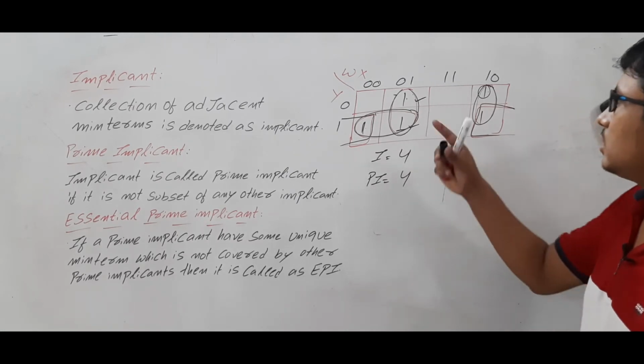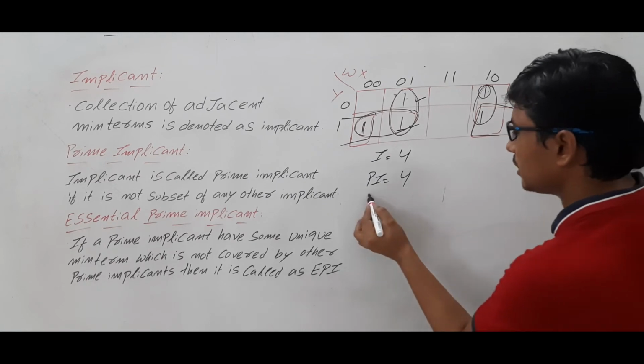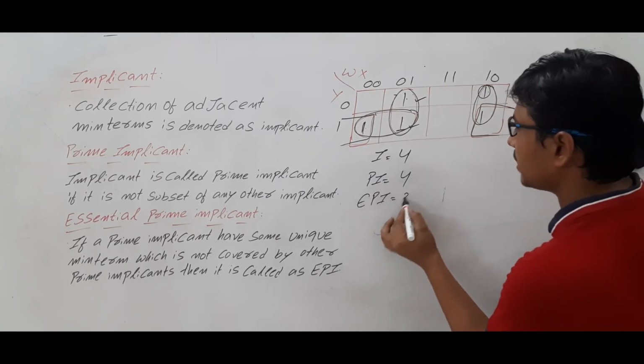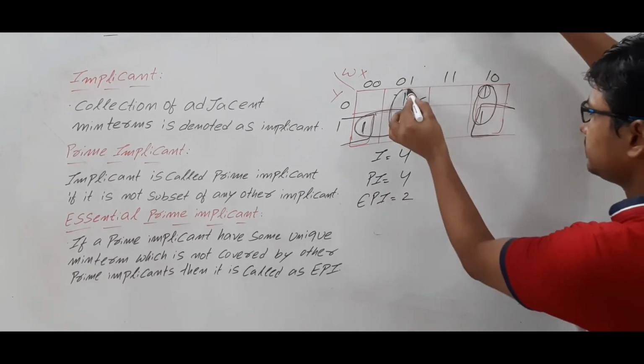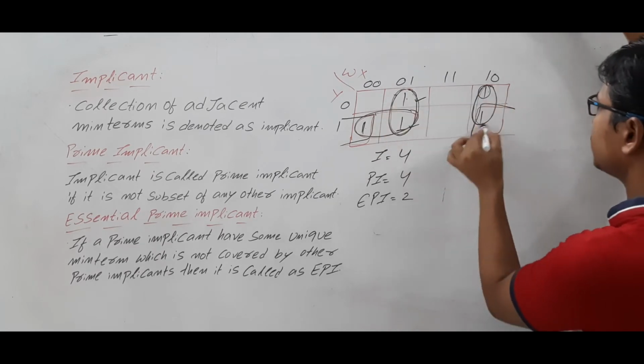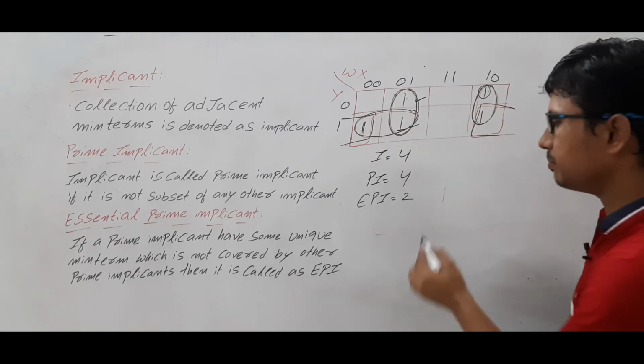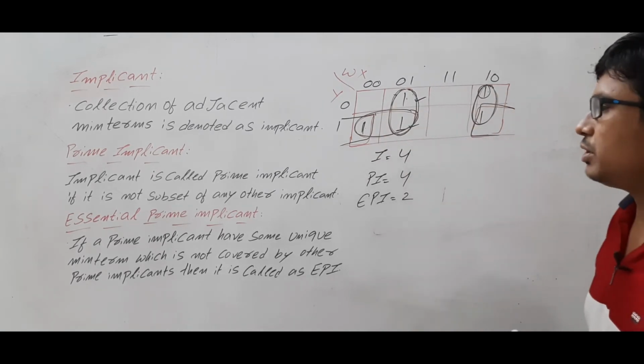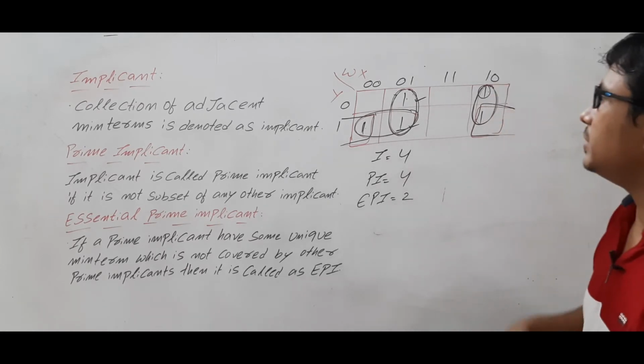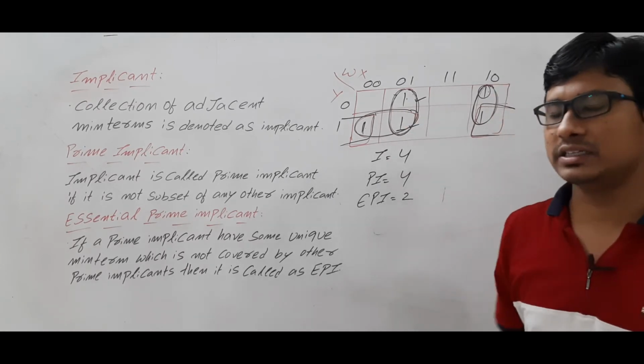So how many essential prime implicants did I get? Two essential prime implicants. This one and this one are the essential prime implicants. Okay, are you able to understand it or not? Let me minimize this one so that you will understand in a better way.